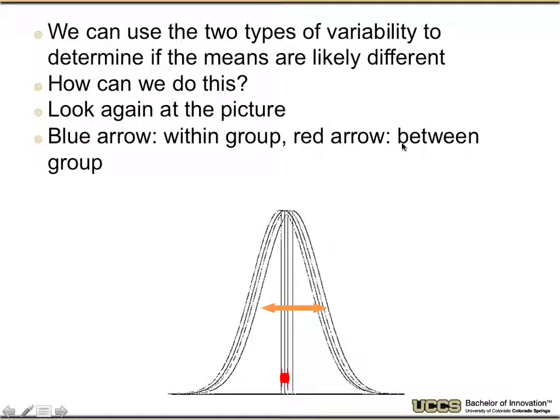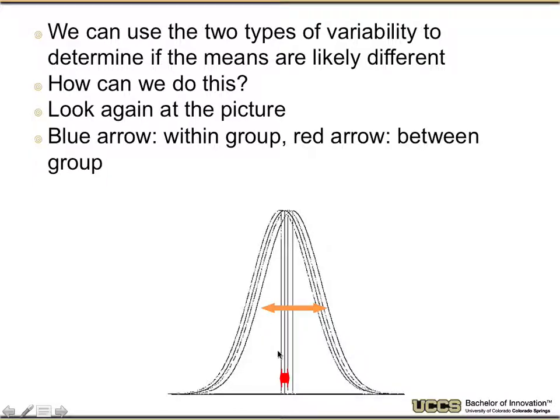And those are the two sources of variability. So the question is, can we use these two types of variability to determine if the means are likely to be different? If I think about the variations within the group, that's what my standard deviation measures. Within my group, I can look at my standard deviation. That's how much I randomly vary. The orange arrow is the within group, and the red arrow is the difference between the means.